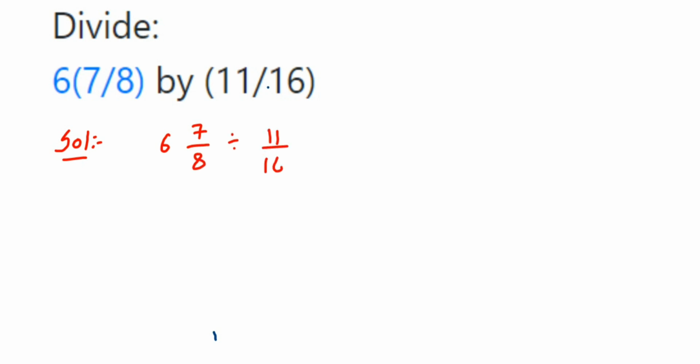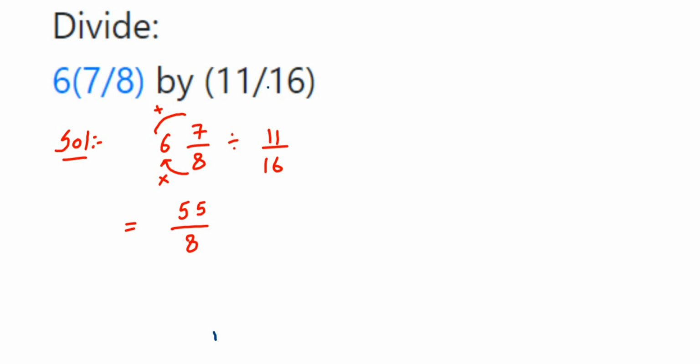Now the first step is to convert the mixed fraction into an improper fraction. How to do it? We're going to multiply the whole number and the denominator, and whatever answer we get, we're going to add to the numerator. So 8 6s are 48, 48 plus 7 is 55. So here we'll get 55/8.